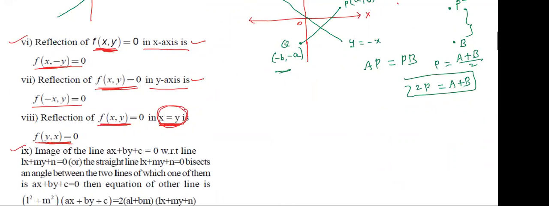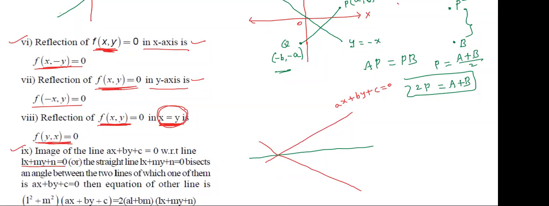Ninth point. The image of the line ax plus by plus c is equal to 0 with respect to the line lx plus my plus n is equal to 0. So I'm drawing a diagram. This is ax plus by plus c is equal to 0. So we need the image of this line. This is the image of this line. Reflection, with respect to the line.